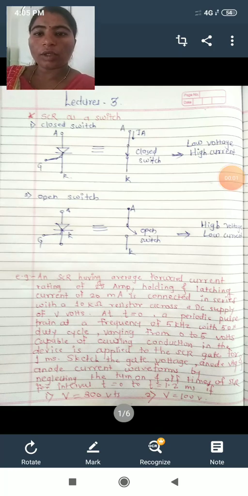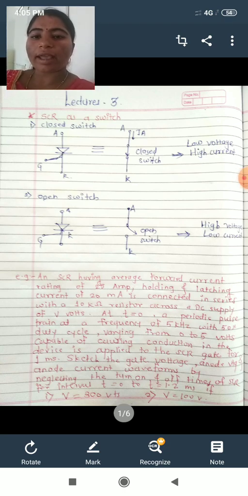Hello guys, today in lecture number 3 of power electronics we see the topic SCR as a switch. It is one more application of the SCR we already learned in lecture number 2, SCR as a switch. Now see, two conditions are there.